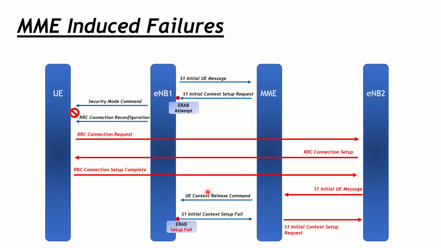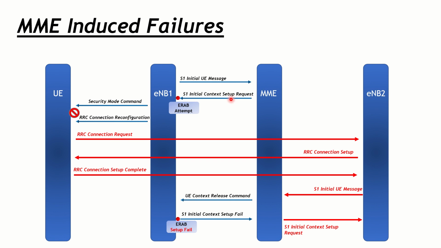Now, let's have a look at MME induced ERAB setup failures. The important thing to understand is that MME induced ERAB setup failures are usually also caused because of the RAN, because of the radio interface, but it is somehow pegged under MME because the eNode B does not know that the radio interface has undergone a radio link failure. Let's understand that.